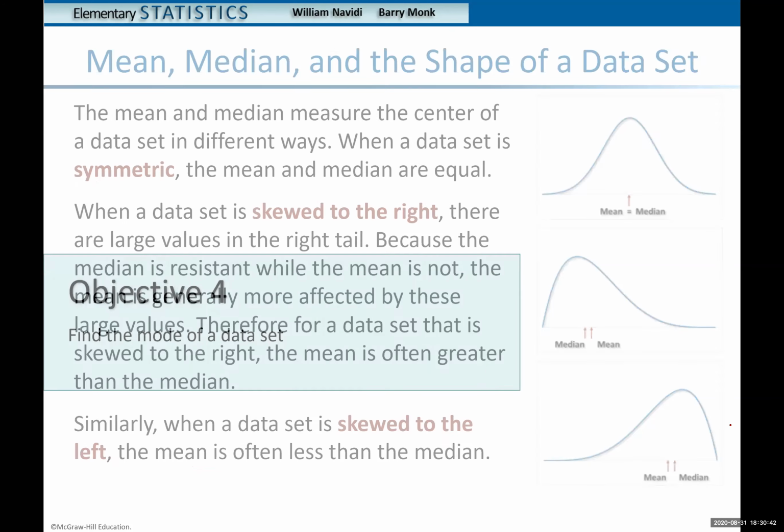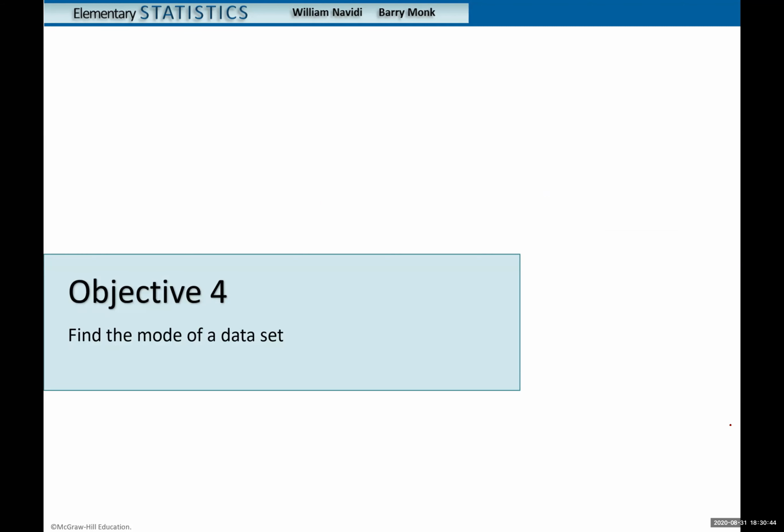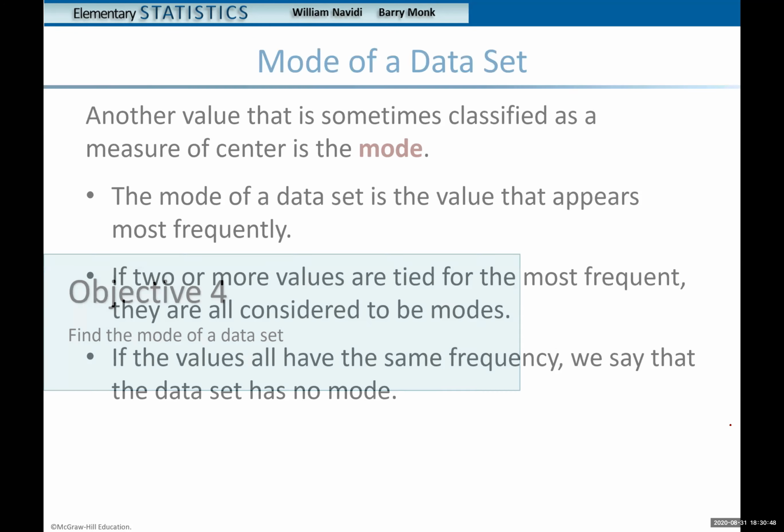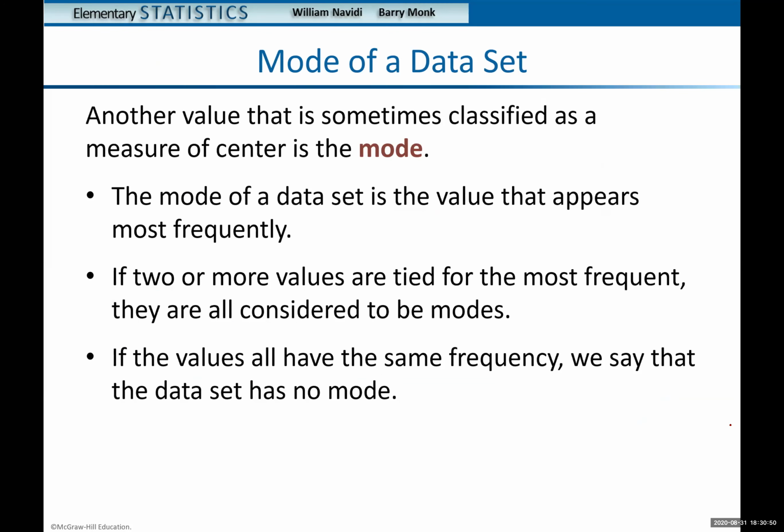All right. Next one, and the easiest among the 3, find the mode of the data set. The mode is the most frequent. If two or more values are tied for the most frequent, then they're considered to be modes. If the values all have the same frequency, then the data set has no mode.